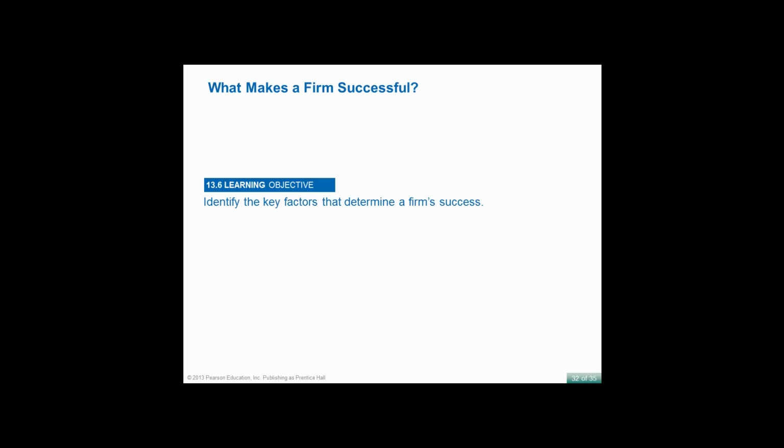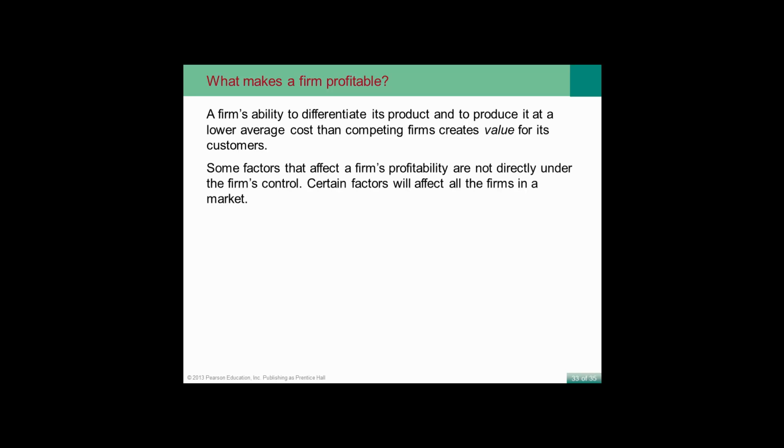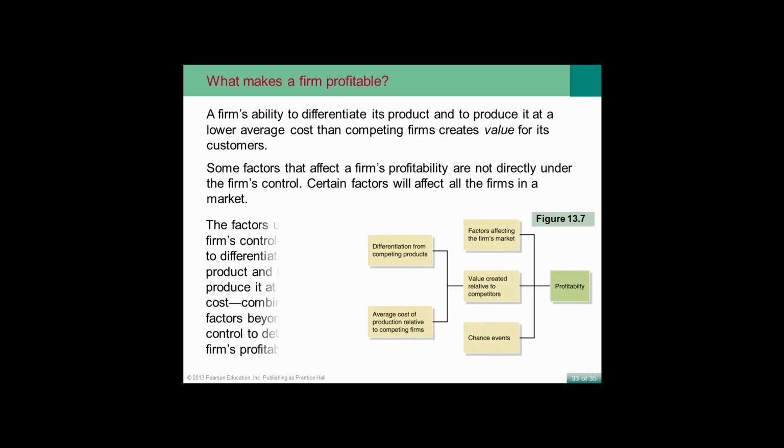So what are key factors in determining a firm's success? Number one, a firm's ability to differentiate its product and to produce it at a lower average cost than its competitors creates value. Some factors that affect a firm's profitability are not directly in the firm's control. Certain factors will affect all firms in the market, like a bad economy, right? So the factors under a firm's control, the ability to differentiate the product and the ability to produce at a lower cost, are combined with factors beyond their control.